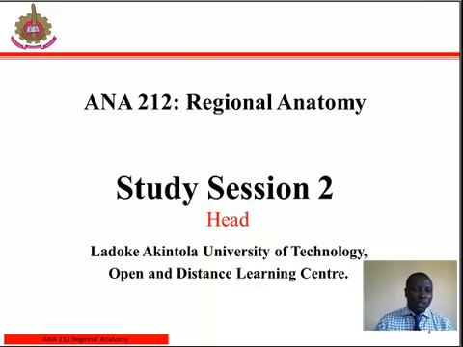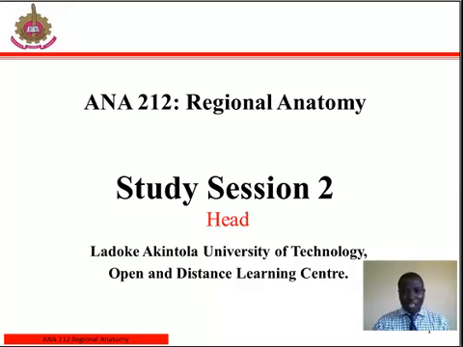Welcome to study section 2 of ANA 212 Regional Anatomy. We'll be discussing the head. The head consists of the brain, its protective coverings, and the ear and the face. The cranium is the skeleton of the head. Learning the features of the cranium serves as an important framework to facilitate the understanding of the head region.